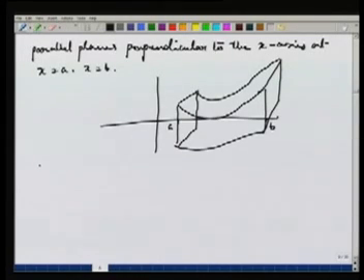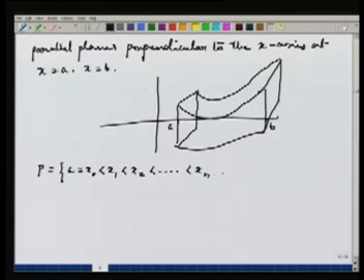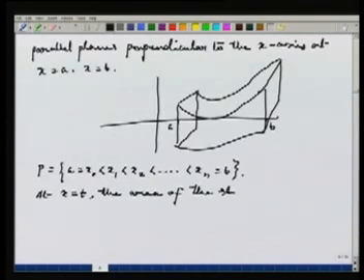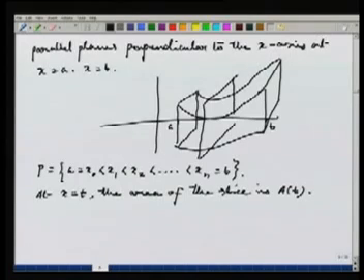So what I do is, I take a partition P first. P equals x0 less than x1 less than x2 and so on. And let us say at x equals t, the area of the slice is A(t). So it would look something like this. This would be the area of the slice inside the body. It is at the point x equals t.